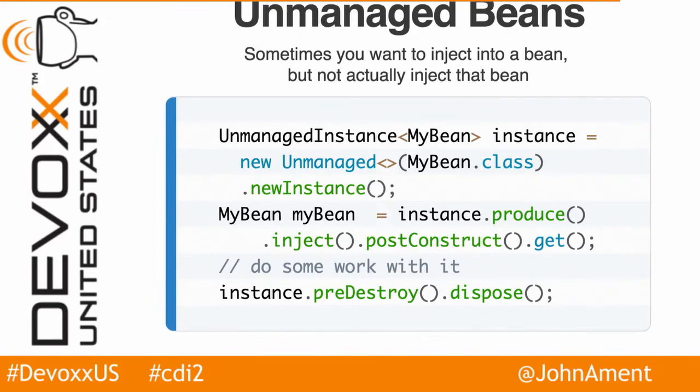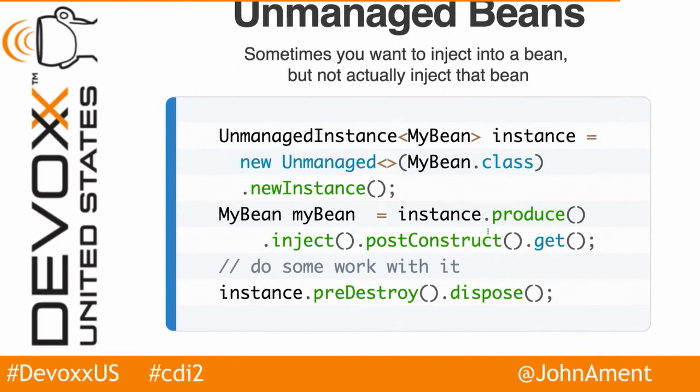Unmanaged beans. This is really for the use case of having some object out there that you want to do some dependency injection into without it being available as an injection point. So any unmanaged instance that you might be working with is not available to inject into unless it has defining annotations. However, you can still instantiate it using CDI, using unmanaged instance to get a reference to it to work with for a short period of time.